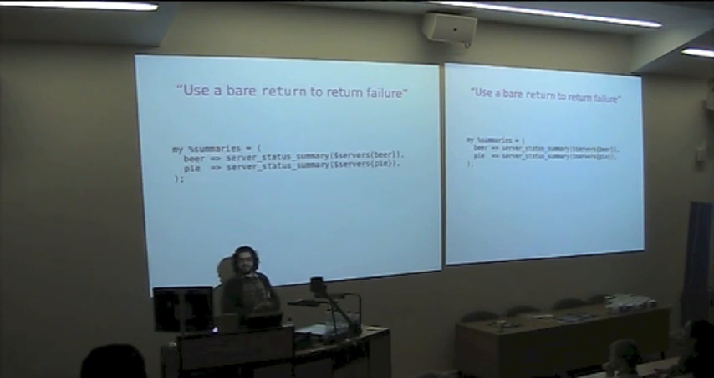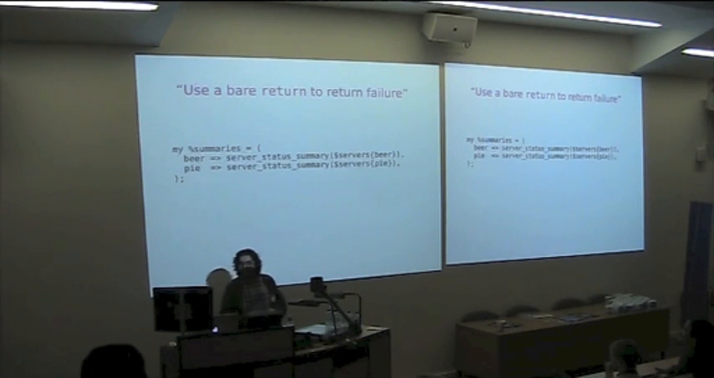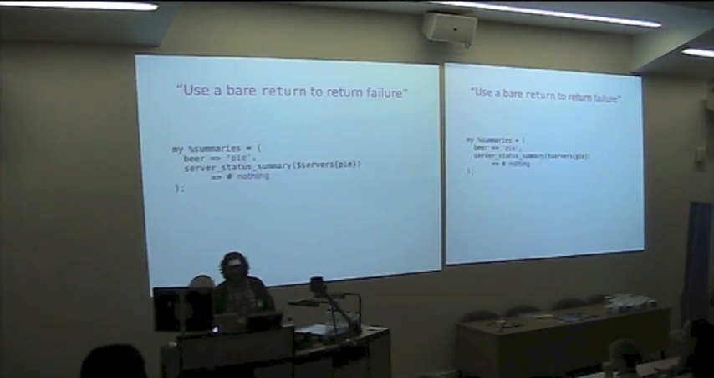Well, okay, we've got some code like this, we're building a hash. What happens if the beer server is down? Well, remember that we had bare return in server status summary, so in list context that produces an empty list, and therefore now, despite following this wonderful advice, we get the same thing we'd have got for this code, and that clearly isn't what you wanted.